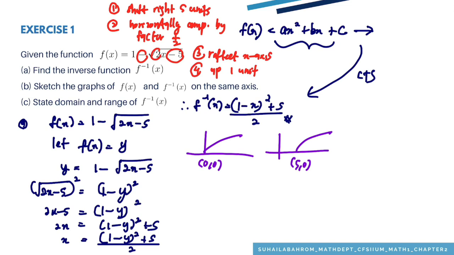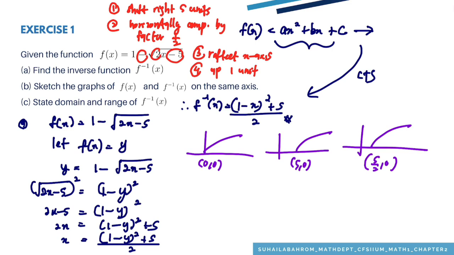Horizontally compressed means that the changes are in the x coordinate. So we will have 2 times f, we need 2 times 5 by 1 over 2. So we will have here 5 over 2 and 0. And then reflect on the x-axis.